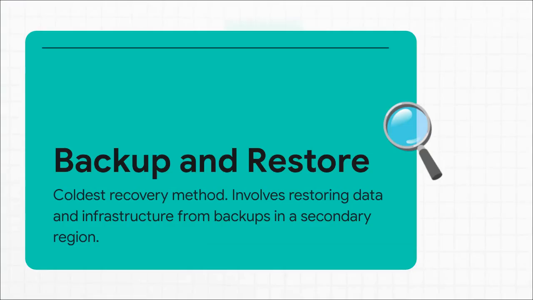So on one end of the spectrum, we've got backup and restore. This is the classic, what we call the coldest approach. It's pretty straightforward. You take regular backups of all your data and your infrastructure code, and you just ship them off to another region for safekeeping. If your main region goes down, you literally spin up everything from scratch using those backups. Now, the huge upside here is cost. It is by far the cheapest way to do DR. The downside? You're looking at a recovery time of hours, maybe even days.